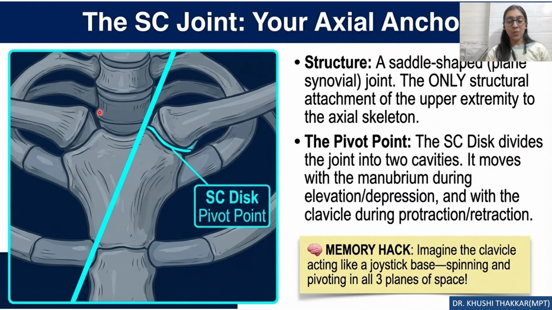Now the pivot point, the most important attachment, is the fibrocartilaginous disc, which is attached diagonally. So this is the clavicle, this is the sternum, the disc is attached diagonally. Very important for your CET is to remember the attachment, because this answers whether the disc will be part of the clavicle or part of the manubrium during the movements. So remember, it moves with the manubrium during elevation and depression, and it forms part of the clavicle, that is the entire disc, and the clavicle moves on the sternum during protraction and retraction.